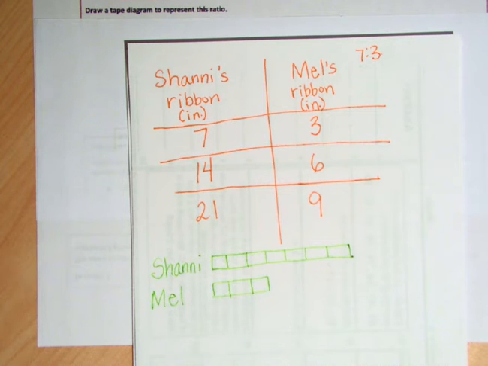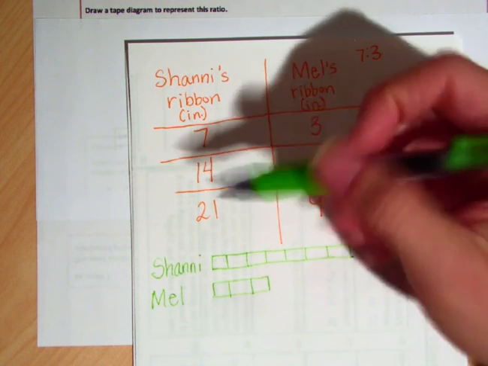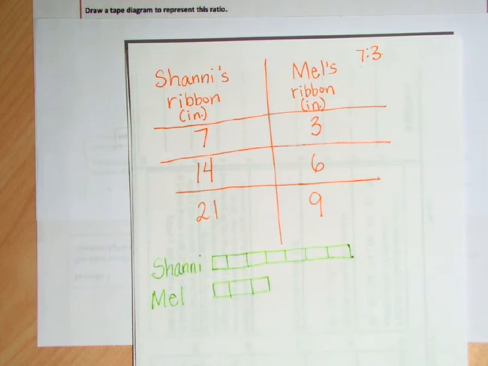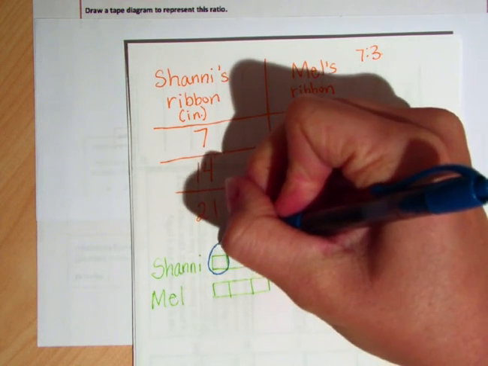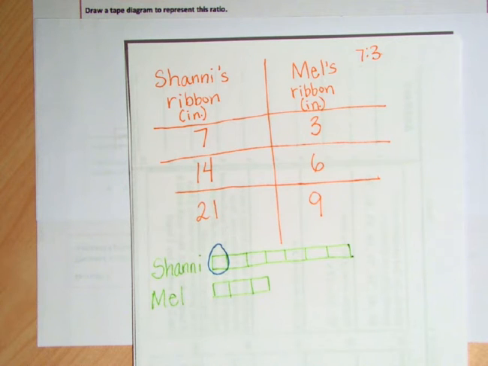All right, one thing we need to think about, we kind of talked about this when we started our table at the top, we need to know what does each unit, I'm going to circle here, I'm going to pick a different color. What does each unit represent? And this is a unit here. So what does each box in our tape diagram represent?